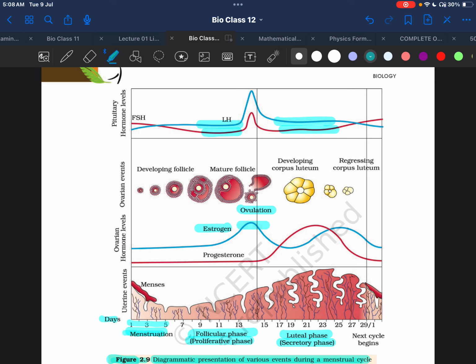Days, menstruation 1 to 5. Uterine events: menses, ovarian hormone levels, progesterone, estrogen, follicular phase, proliferative phase, luteal phase, secretory phase. Next cycle begins. Ovarian hormones level, progesterone, estrogen. Ovarian event: developing follicle, mature follicle, ovulation, developing corpus luteum, regressing corpus luteum. Pituitary hormone levels: LH, FSH.